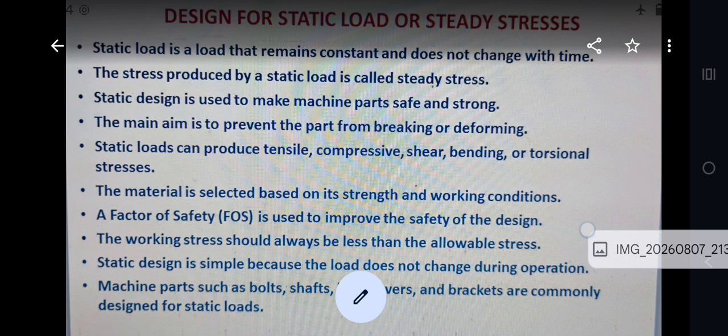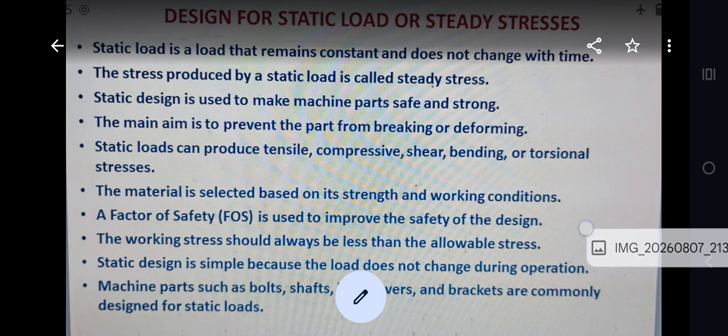Suppose the material strength is 250 megapascal. The working stress is 100 megapascal. Then the factor of safety is 250 divided by 100. It gives 2.5. So the factor of safety is 2.5. This means the design has a safety margin between the working condition and the material strength.